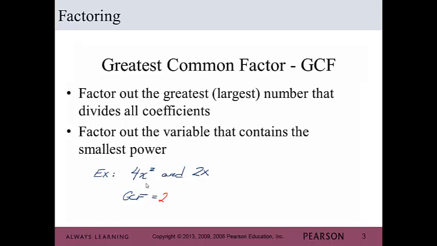And then among the variables, I want to take the variable with the smallest exponent. Remember the invisible one here? So I'm going to take the x. So the GCF for this example would just be 2x. So again, it's the largest number that will divide all coefficients, and it's the variable with the smallest exponent.